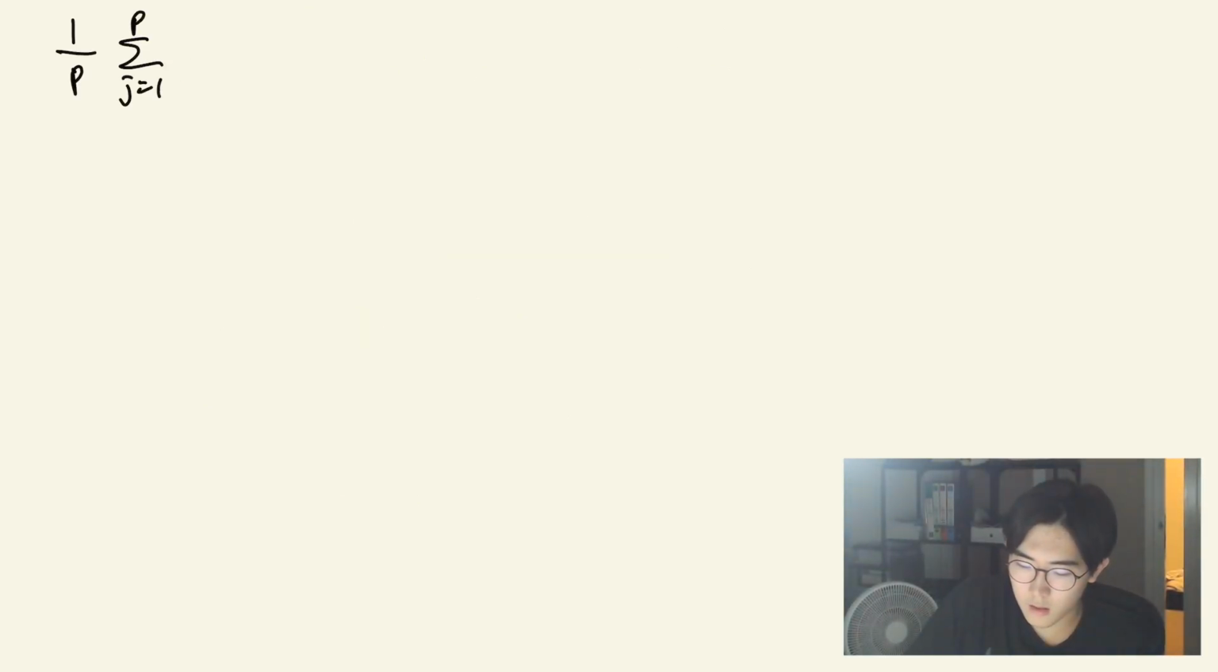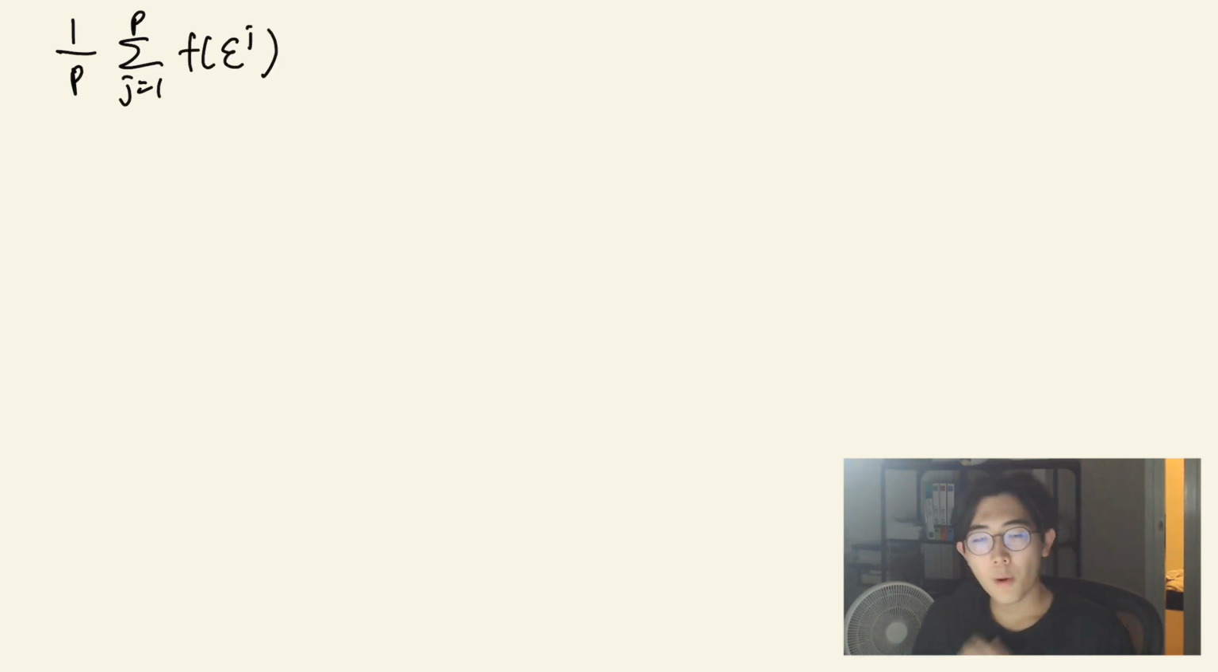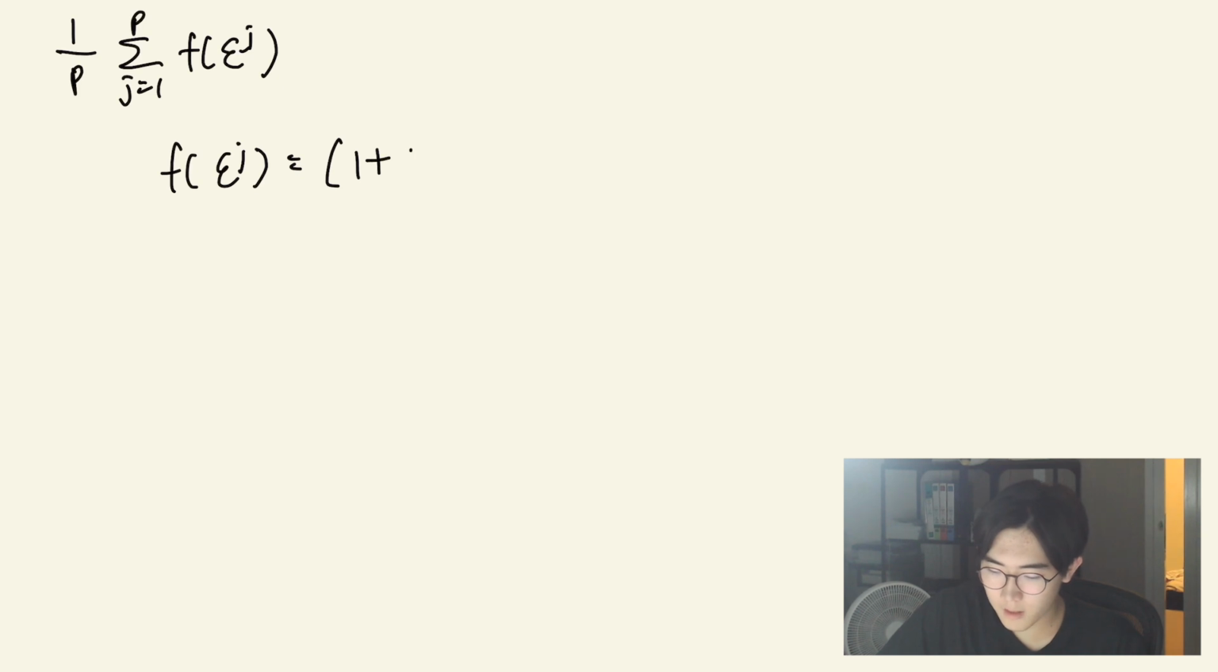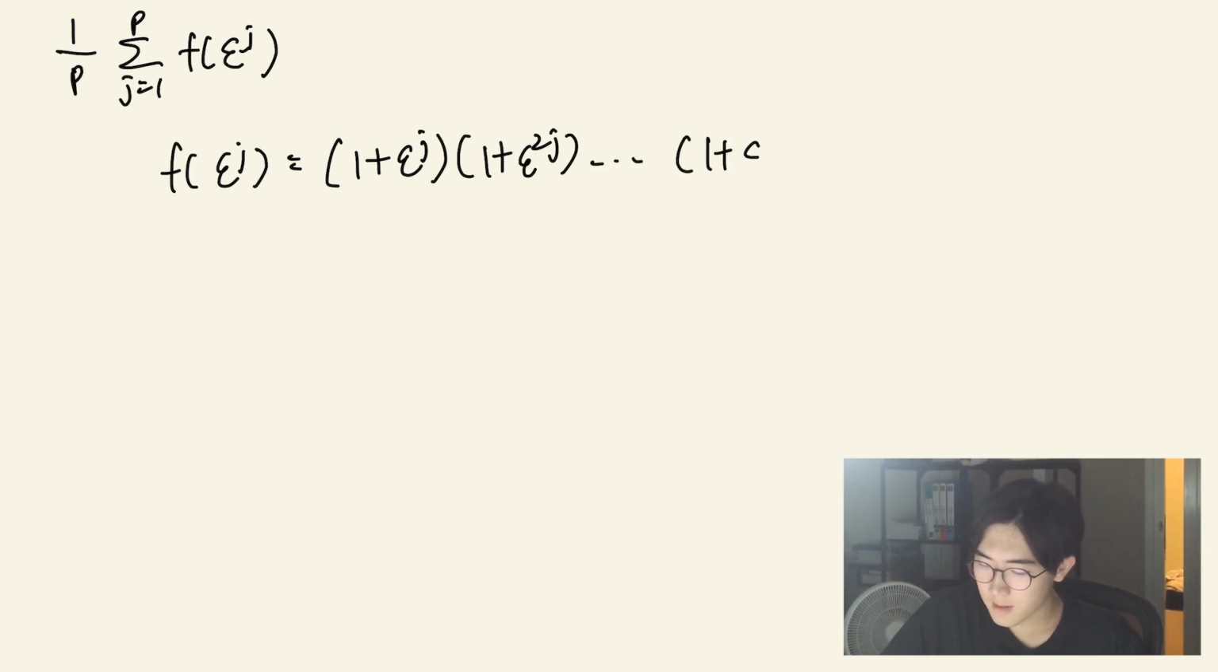And f of sigma to the power of j. What I want to do is to actually evaluate what f of sigma to the power of j is. So f of sigma to the power of j is basically just equal to (1 plus sigma to the power of j) times (1 plus sigma to the power of 2j), all the way multiplied until (1 plus sigma to the power of pkj).